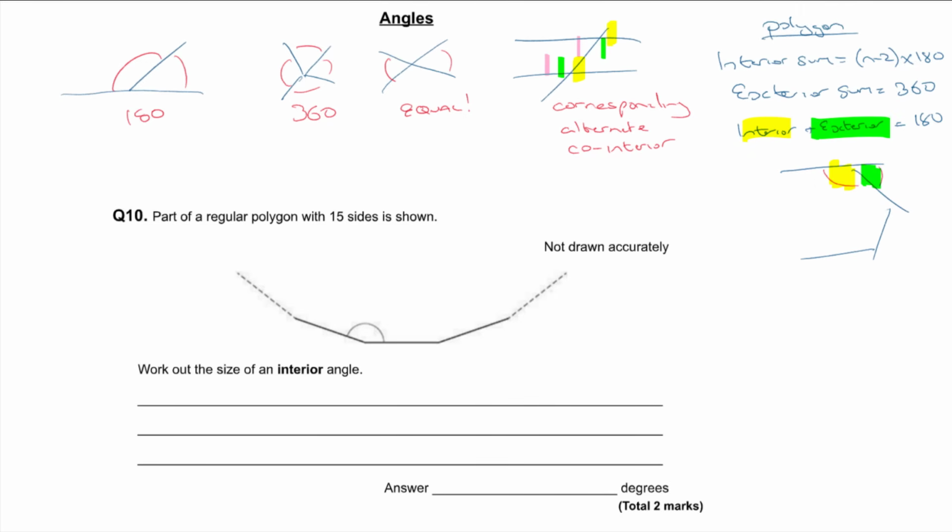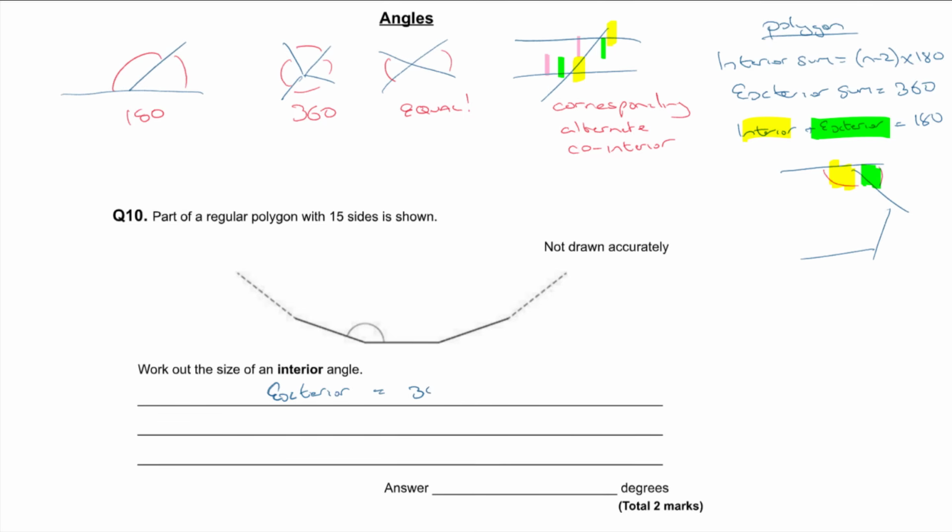Right, so this first one, question 10: this is part of a regular polygon with 15 sides shown. Work out the size of the interior angle. Now you could use the interior angle sum, but I tend to just stick with the exterior one because it's easier. So I work out the exterior angle first, and I use the fact that the two add up to 180 to find the other one. You can plug them straight into the interior sum as well, but for ease, I think the exterior sum one is easier to learn, so I just work out exterior first.